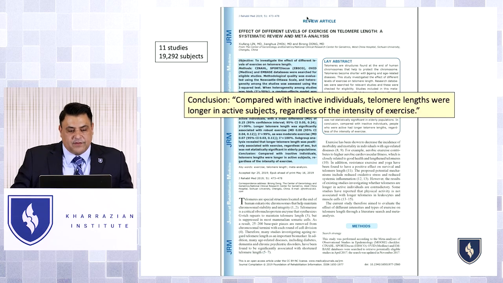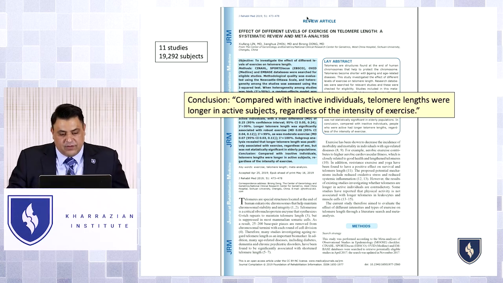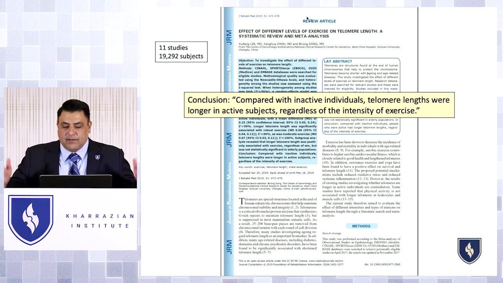This is a study that was published: effects of different levels of exercise on telomere length, a systematic review and meta-analysis, 11 studies, almost 20,000 subjects. Compared with inactive individuals, telomere lengths were longer in active subjects, regardless of the intensity of the exercise. So the more active they are, the longer their telomeres, the more protection they have against DNA damage. The longer the telomeres, the less likely they are to have cancer development, oncogenes, and epigenetic effects and all those things associated with senescence and aging. So that's a major mechanism that's important.